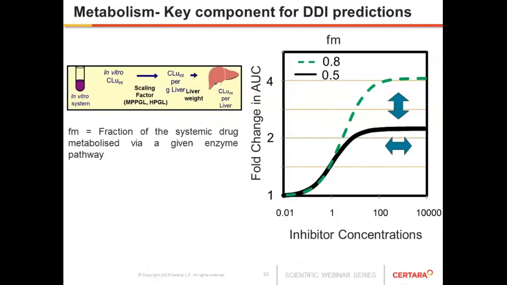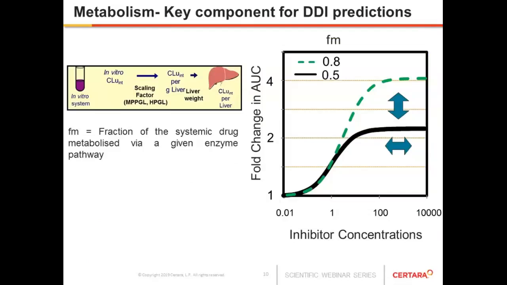Because the main purpose of the model was to be able to predict DDIs, we needed to specifically evaluate the fraction metabolized by the different pathways. In this case, because we're looking at the fraction metabolized by CYP3A4, we wanted to be sure that we had a good handle on the FM for 3A4, but also for the other pathways.